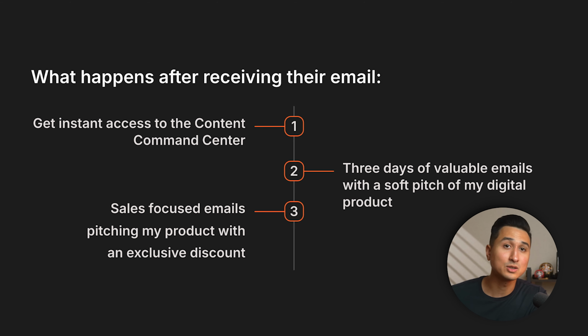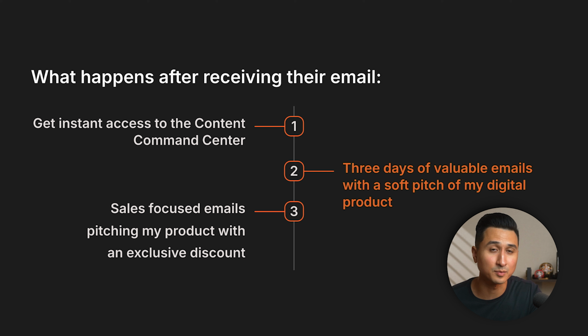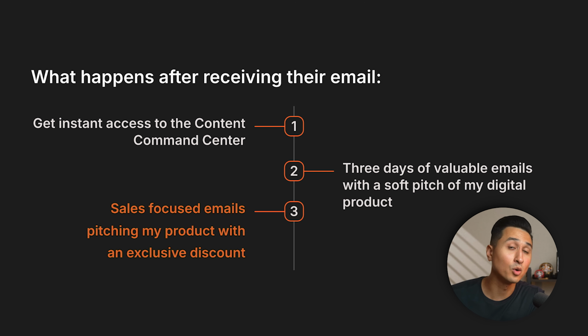So for example, this is what would happen after someone gave me their email for the free content command center. Firstly, they'd get access to the free template via email. From there, for the next 3 days, they would receive valuable tips on how to create high quality content while also softly being pitched on my consistent creator system. From days 4 to 6, I would send more sales focused emails, pitching them on my products, and even offering them a slight discount on my consistent creator system.